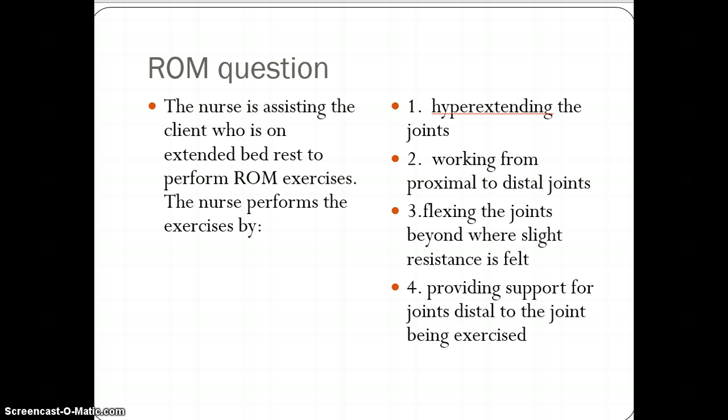So you're assisting the client who has extended bed rest to perform range of motion. You perform this exercise by number 4, providing support for the distal joints. Distal meaning further away from the joint that is being exercised. And we usually exercise or do range of motion the larger joints down to the smaller joints. So you would do the shoulder, you would do the elbow, you would do the wrist, and then you would do the fingers.